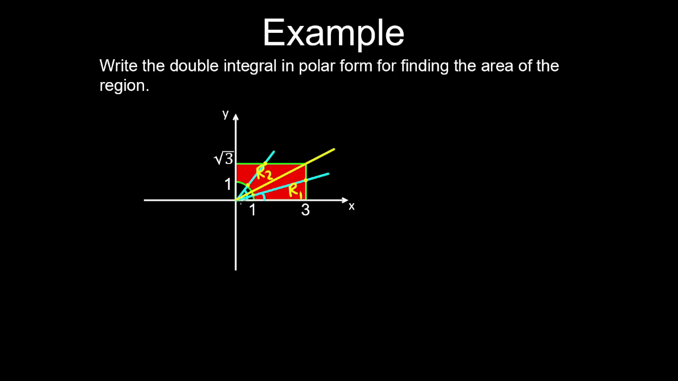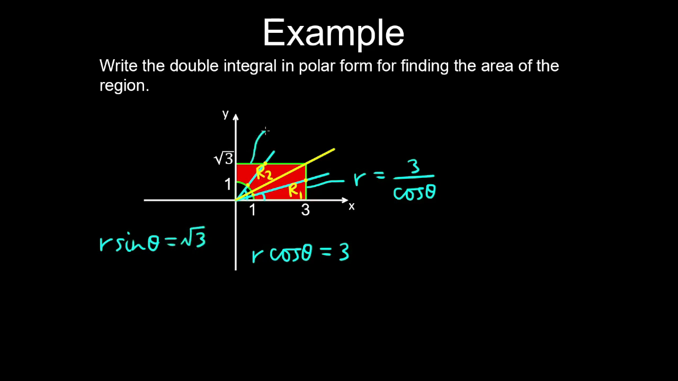So to get the polar equation for the vertical boundary line, we have the horizontal distance being r cosine theta, and that's equal to a constant. So the polar equation for this vertical line is r is equal to 3 on cosine theta. And for the horizontal line, we have r sine theta being the vertical dimension, being constant at root 3. So the polar equation of this line is r is equal to root 3 on sine theta.